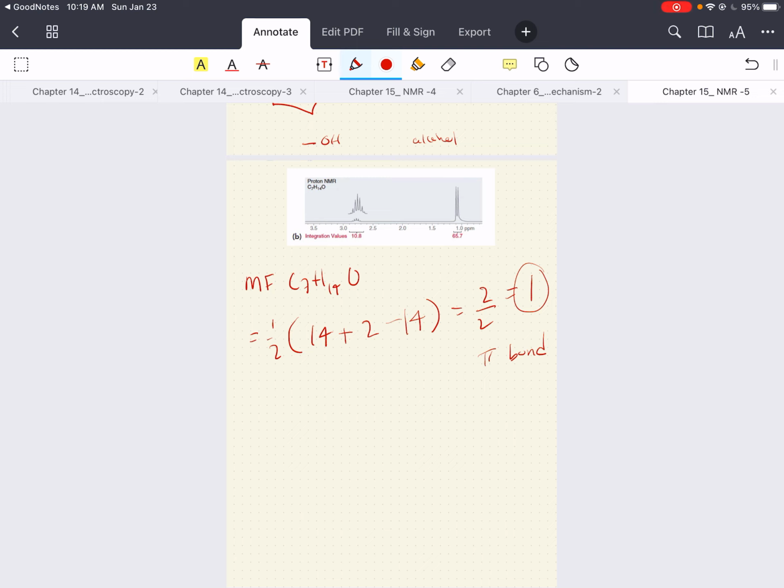We have a doublet. Oh, let's integrate this. It hasn't been integrated for us. So 10 is the lowest number. This will give us 1. And this will give us 10.8, so about 6. So we have integration of 1 and 6 here. Now, this is a doublet and this is a septet. We know what this means. This means isopropyl group.